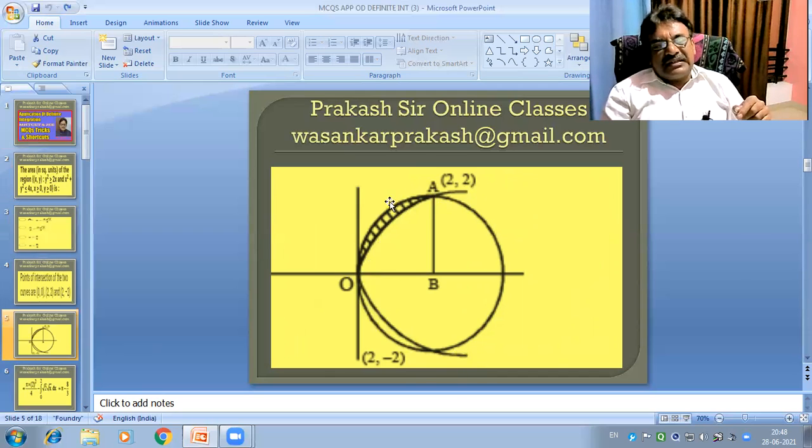And this is the circle x square plus y square equals 4x, or x square plus y square minus 4x equals 0. And we find here the area bounded by the curve in the first quadrant, because here x greater than 0, y greater than 0. So this shaded region is the area bounded by the curve, and we find this area.